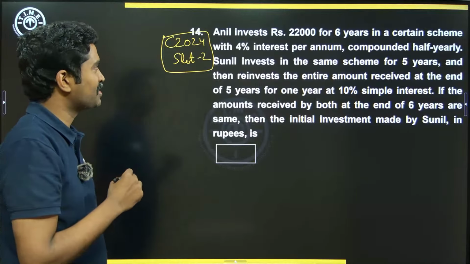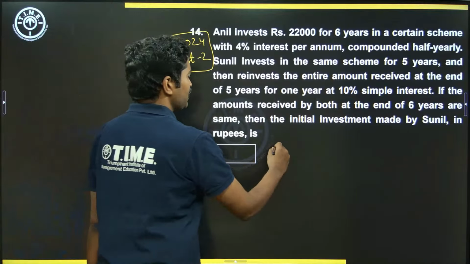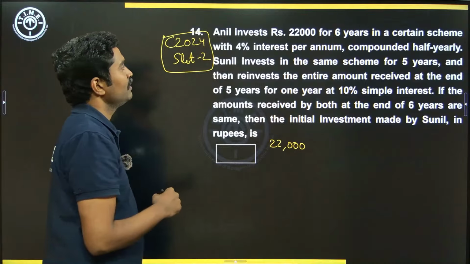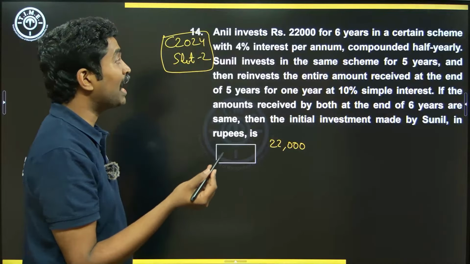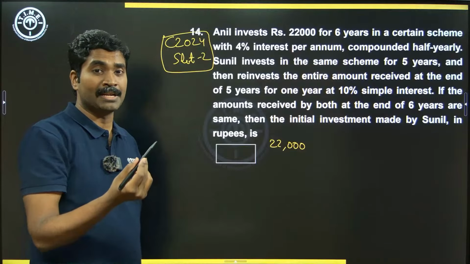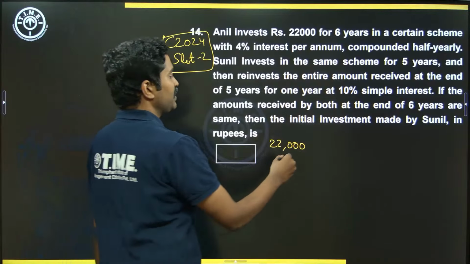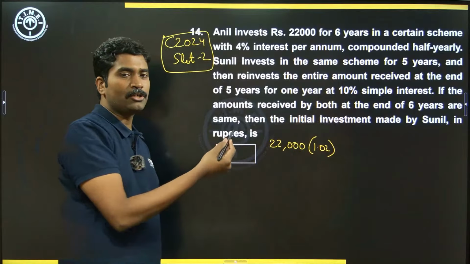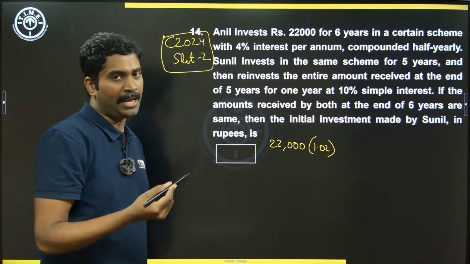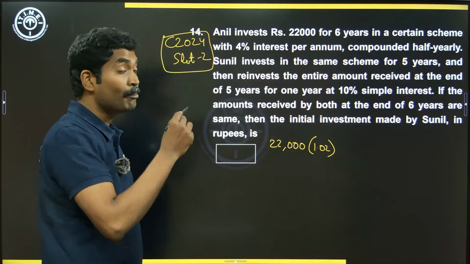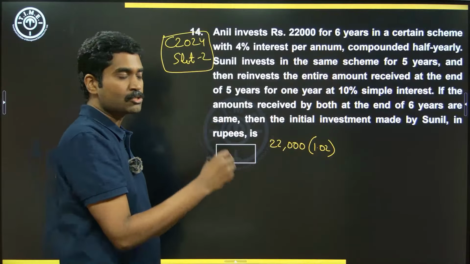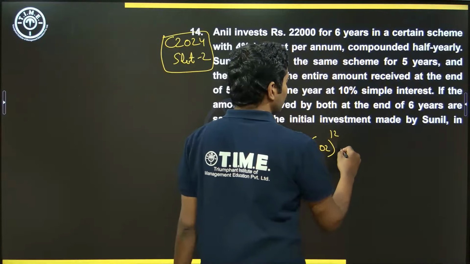Now looking at the question, Anil invests 22,000 for how many years? 6 years with 4% per annum compounded half yearly. 4% is per annum. I'm interested only in half year, right? So 2%, 1.02 whole power, P into 1 plus R by 100 whole power N. Now what is N here? Compounded half yearly, so we'll count how many half years are there. 6 years will have 12 half years, right?